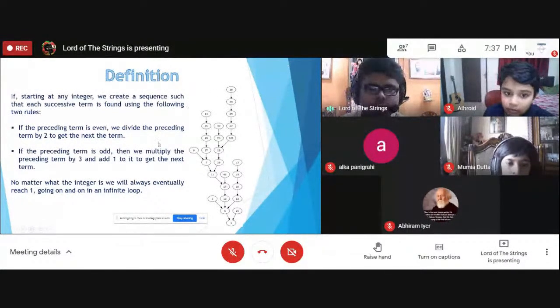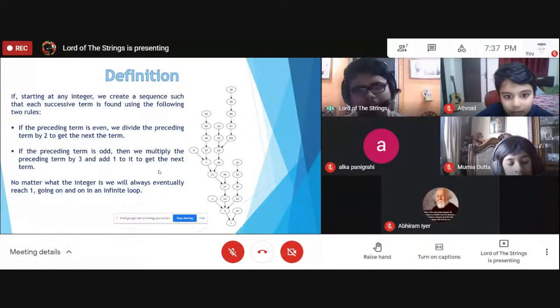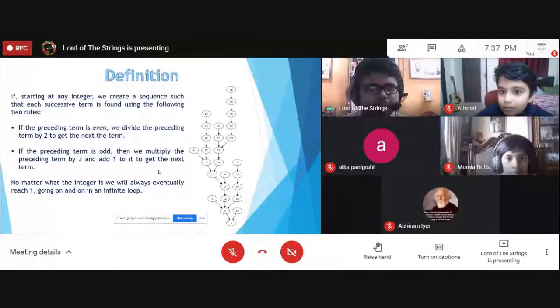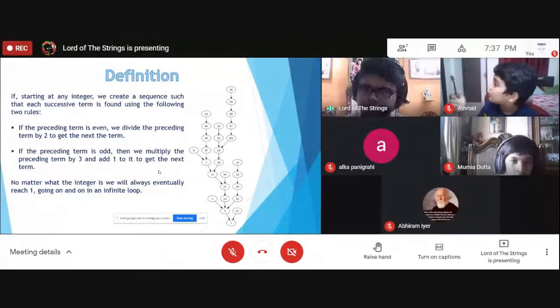So this Collatz conjecture says that no matter what the integer is, we will always eventually reach 1, going on and on in an infinite loop. That is, whatever number we take, starting from 1 to infinity, or maybe if there is any limit to the numbers, if we take any number and we keep on doing this, we will always reach 1 for each and every number. So this is the statement of the Collatz conjecture.